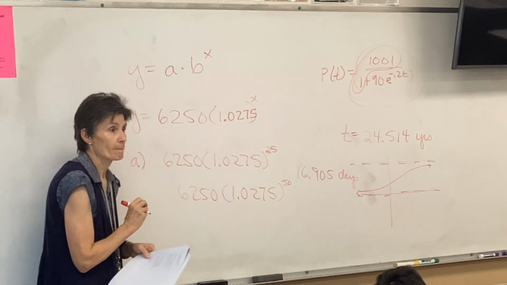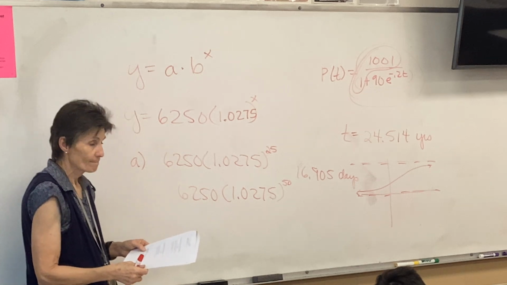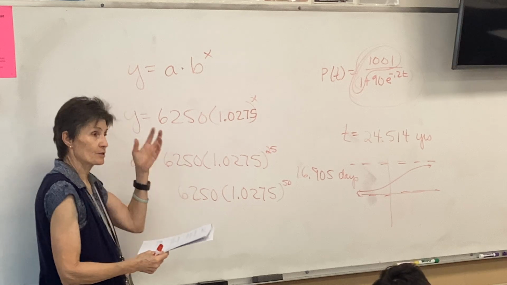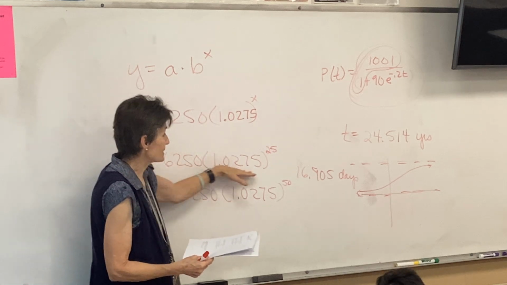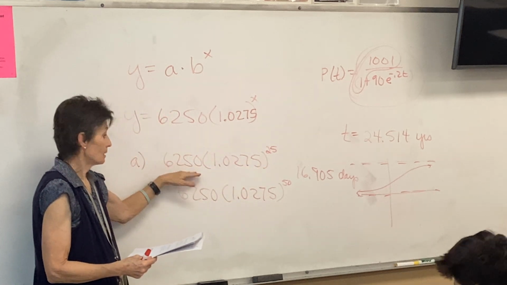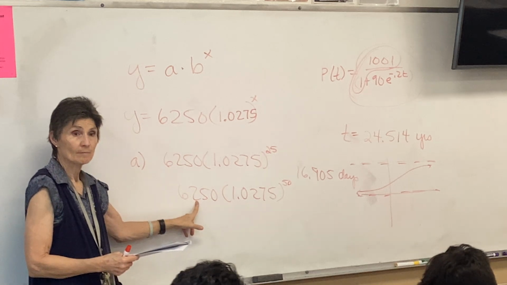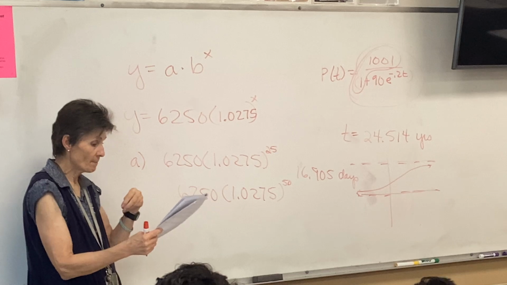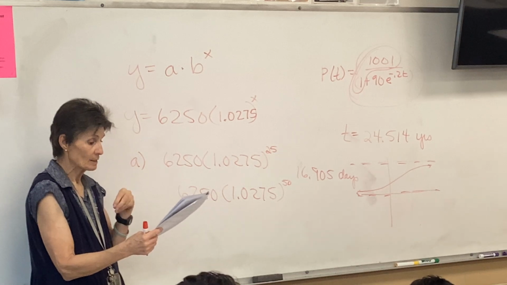Or you could plug in the answer to the first one and then do 25. That's exactly right. Sam says you could start over and use this answer instead of this, and then make that just the 25th, because you'd be going from 1915 to 1940.